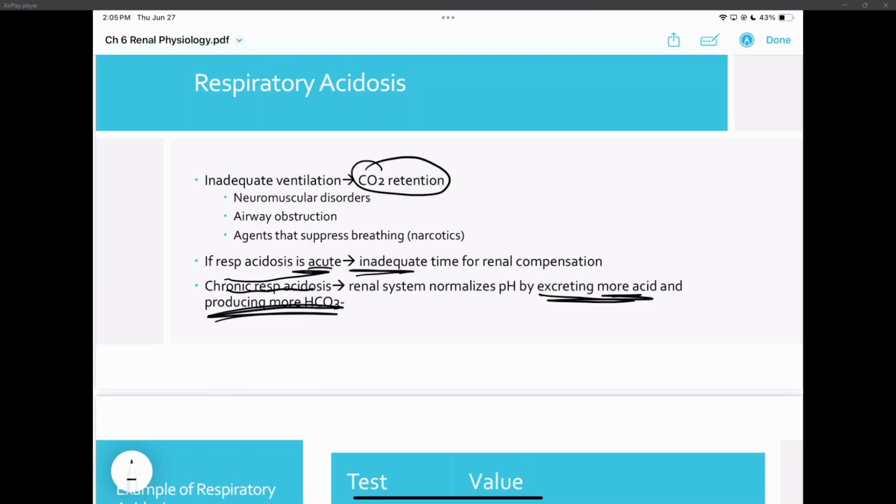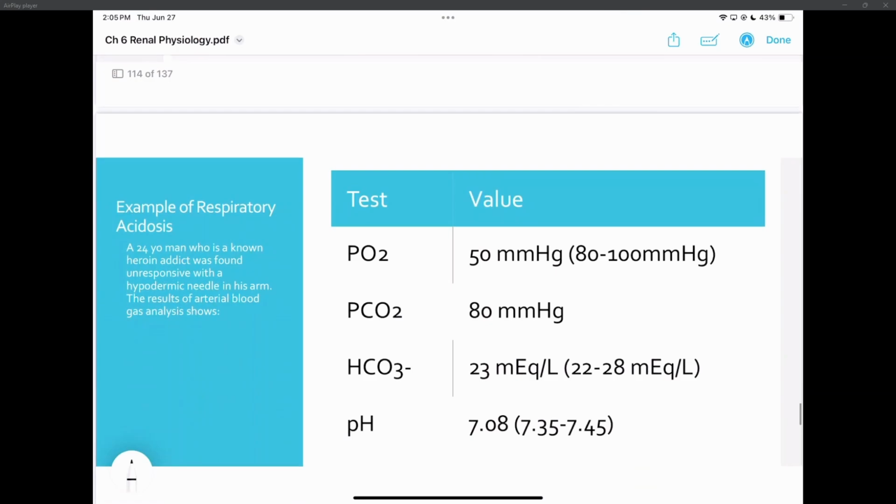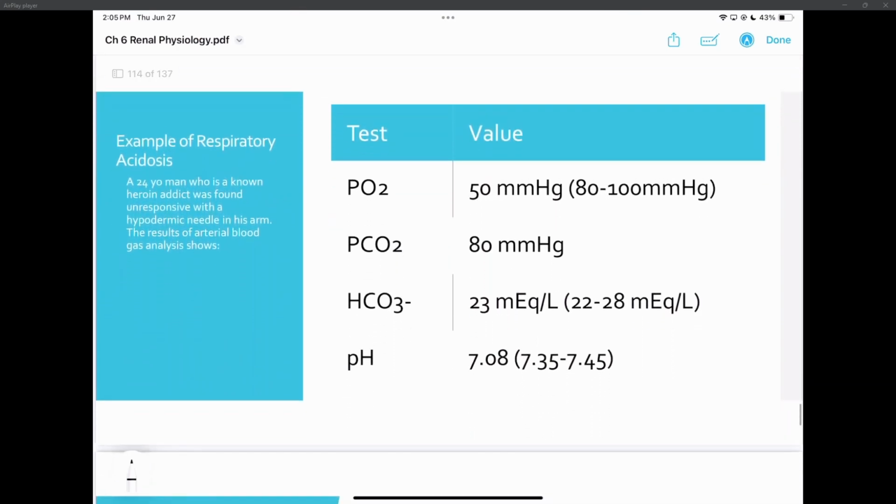So in an acidic environment, eventually, we'll start making more bicarbs to offset and excrete more acid to try and compensate for that respiratory acidosis. So here's an example. 24-year-old male, known heroin addict, was found unresponsive with a needle in his arm. And here are the ABGs. PO2, very low. Why is it so low? He's not breathing enough. This is why we don't like having the high pHs. We don't drop our respirations too much, because we don't want to cause a problem with hypoxemia.